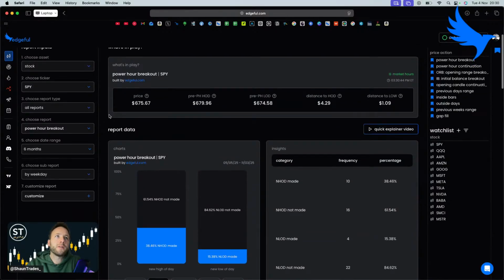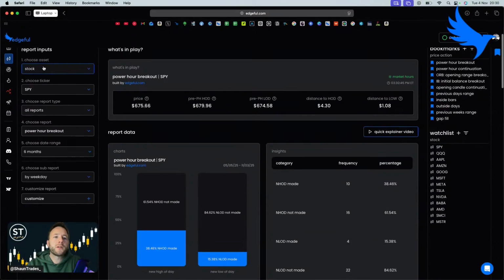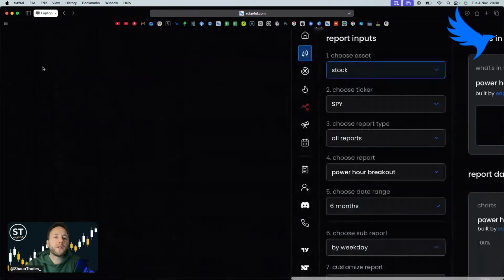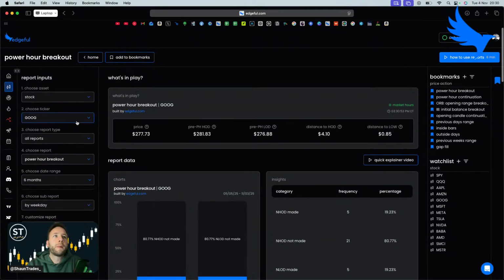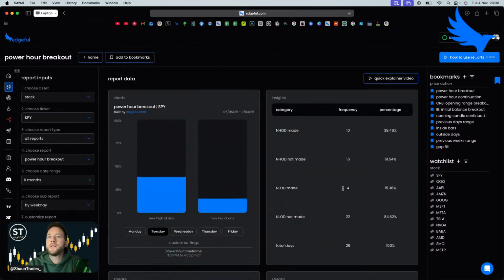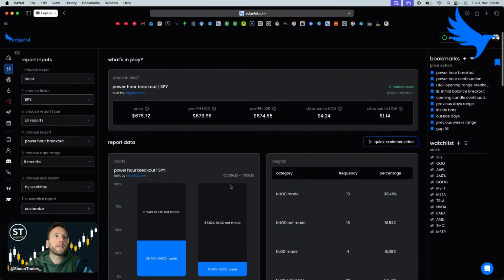So you can see on the SPY, we've selected stock in the top left-hand corner here. I'll zoom in so you can see. Whoa! Don't know what happened there. I think I went back a page. Right, let's try that again. So stock SPY. Zoom in.